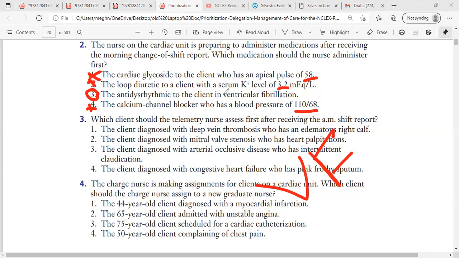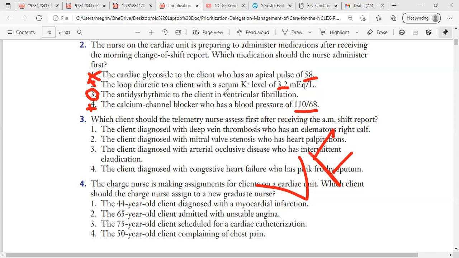Let me recap it. I said number 3, this client in ventricular fibrillation is in a life-threatening situation. Therefore, the antiarrhythmic such as lidocaine or amiodarone should be administered first. What next?